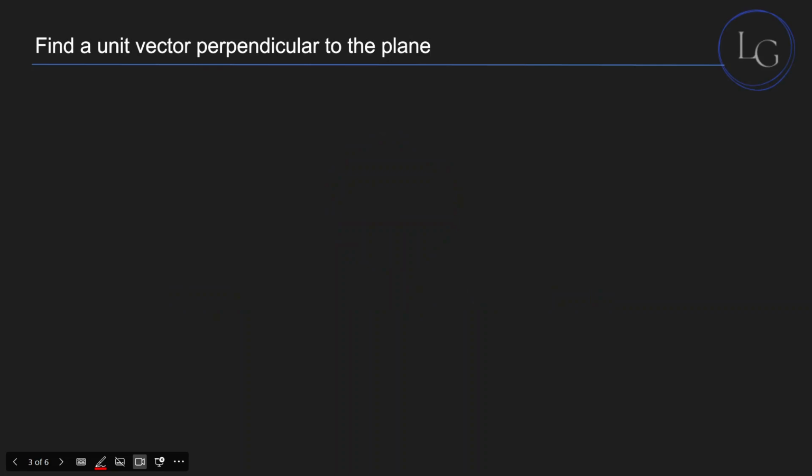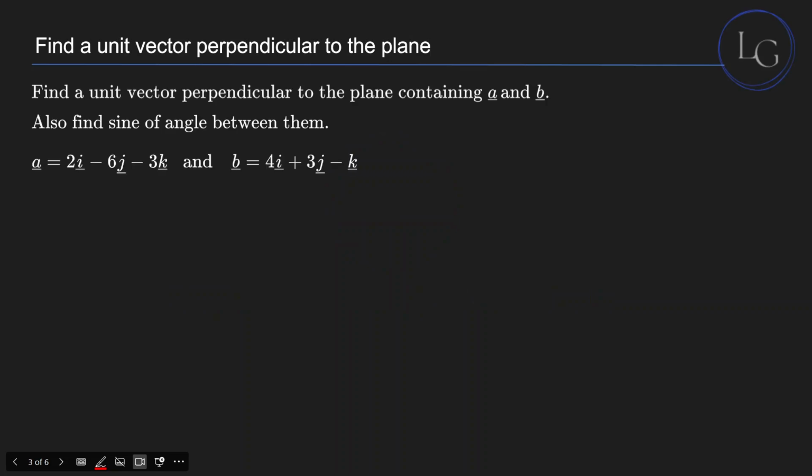Now let's find a unit vector perpendicular to the plane. It says that we have to find a unit vector that is perpendicular, and once you see this, you already know that we'll use the cross product, and the plane contains vectors a and b, and we'll also have to find the sine of the angle between them, right? So some of you may have already guessed how you will find the sine, and everything is so related to each other, honestly. But let's see how we'll do this.